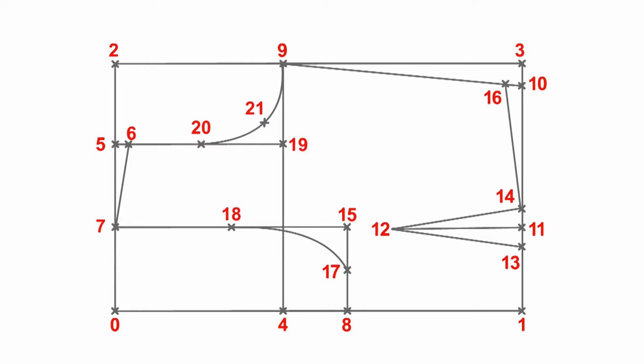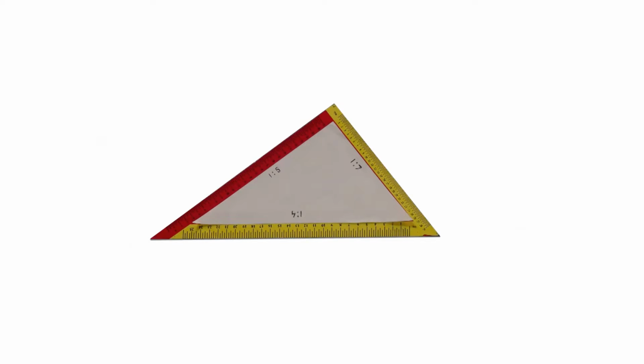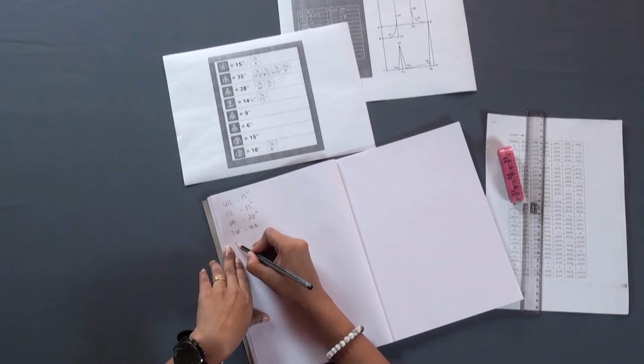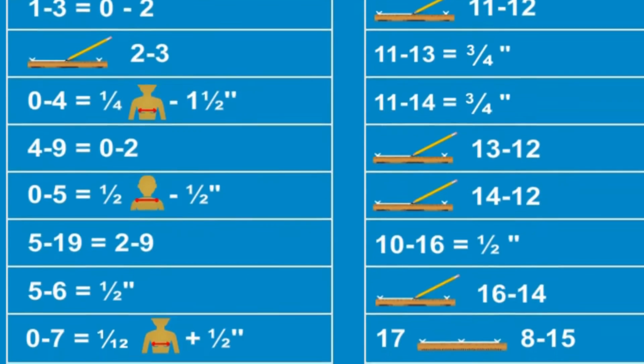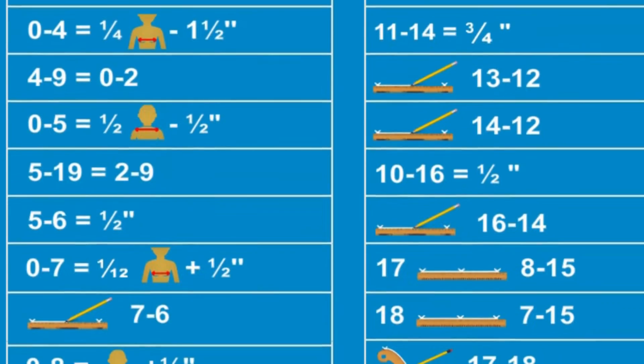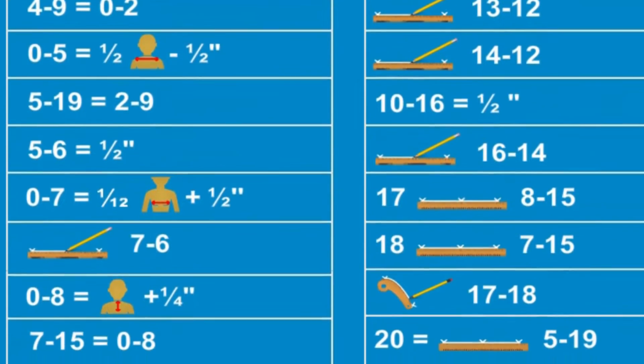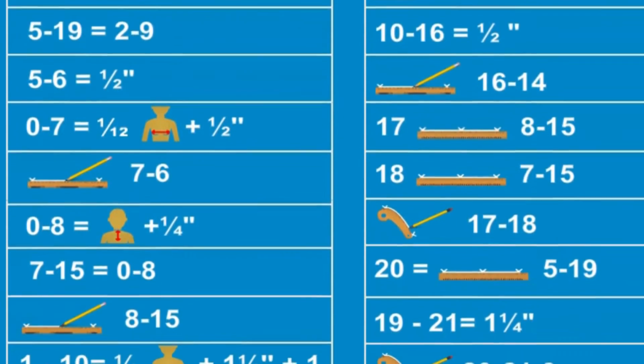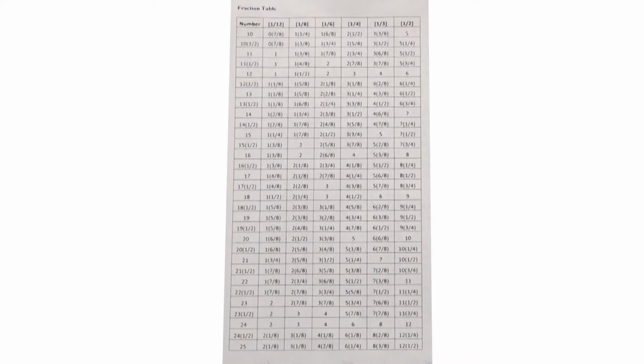Now let's see how to draft the pattern for the back piece of the saree blouse in the notebook using a triangular scale. In the previous session, we took the different body measurements required for a saree blouse. Note these measurements taken in your notebook. From the drafting instructions for the back piece of the blouse, see if any fractions of the body measurements need to be taken. For that, we will use a fraction table.